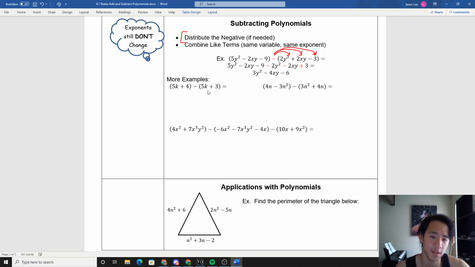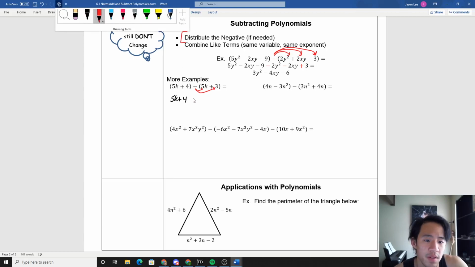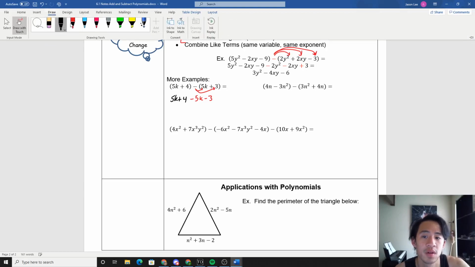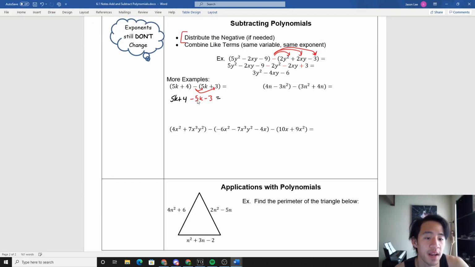So let's go ahead and do this first one. So the first thing I'm going to do is I'm going to distribute this negative. So we'll have, here, I'll even write this in black first, 5k plus 4. And then we'll have a minus, because we are distributing the negative, minus 5k minus 3. So now we can combine like terms. 5k minus 5k, that's 0. So that's going to actually just cancel out. 4 minus 3 is 1. So there is our answer.